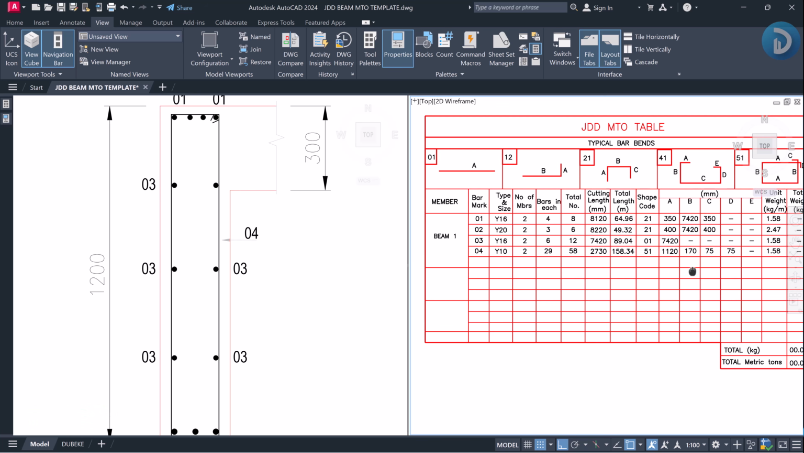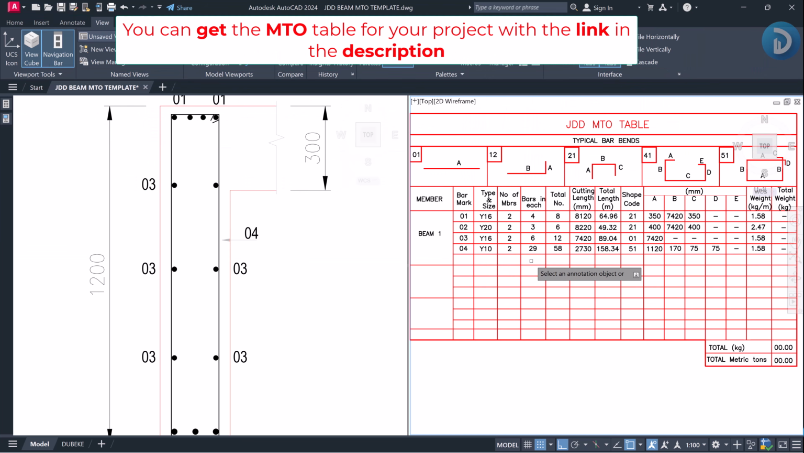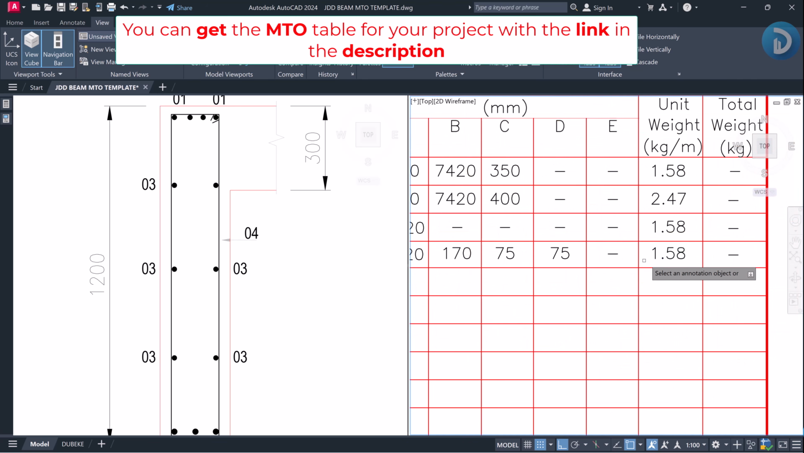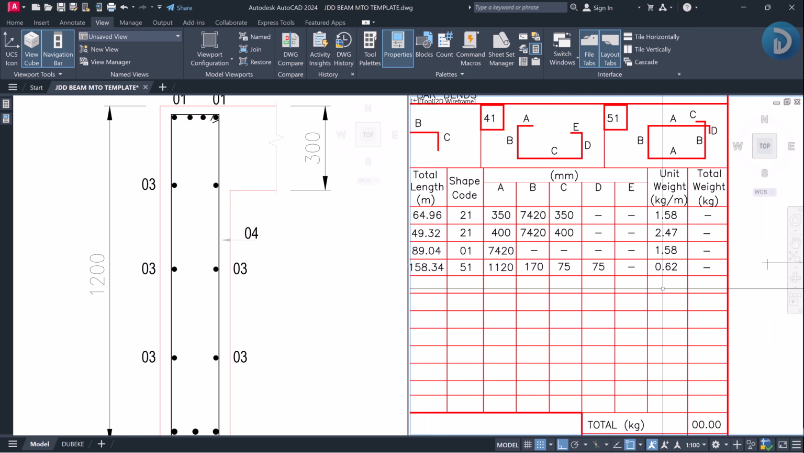Our unit weight for the 16 diameter reinforcement is still 1.58. And the last reinforcement, which is our links, the unit weight of our reinforcement per meter is 0.62 kilogram per meter. Realistically it is actually 0.617, but approximately it is 0.62. Okay, so the next thing we need to estimate is the total weight.